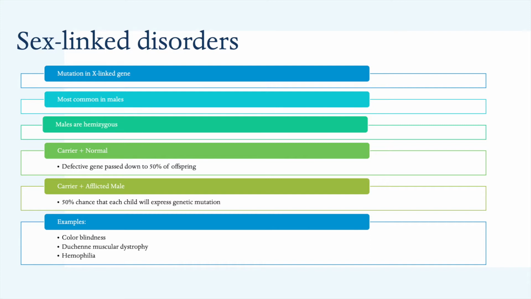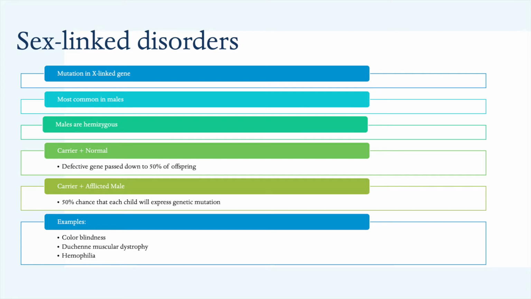Females can be carriers because the dominant allele in one X chromosome can mask the defective recessive allele in the other X chromosome. Because of this, males are hemizygous, a term used to describe a diploid organism that contains only one copy of a particular gene. Fathers can pass down X-linked genes to daughters, not sons. Mothers can pass down X-linked genes to both sons and daughters.